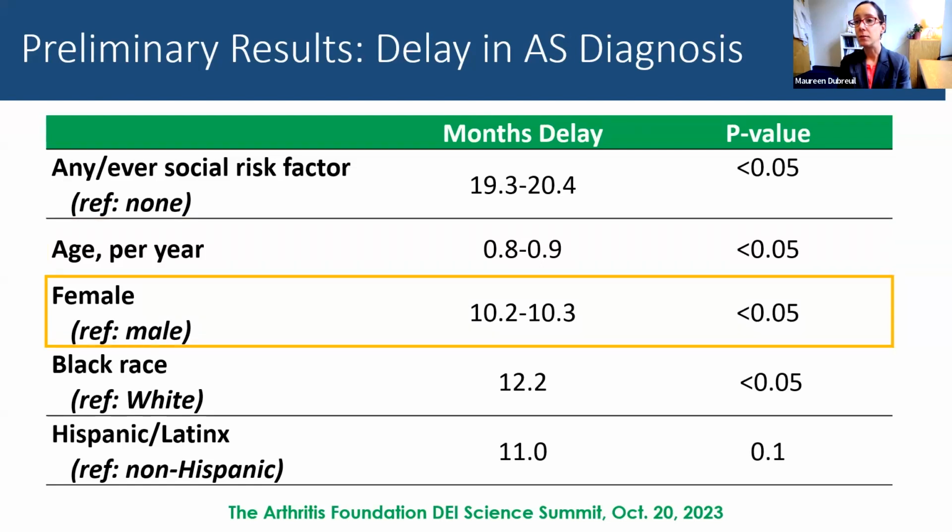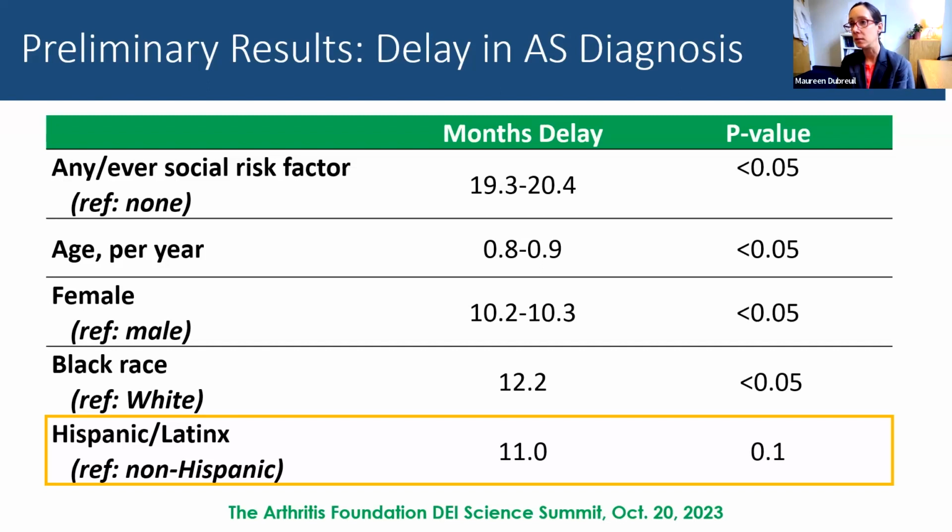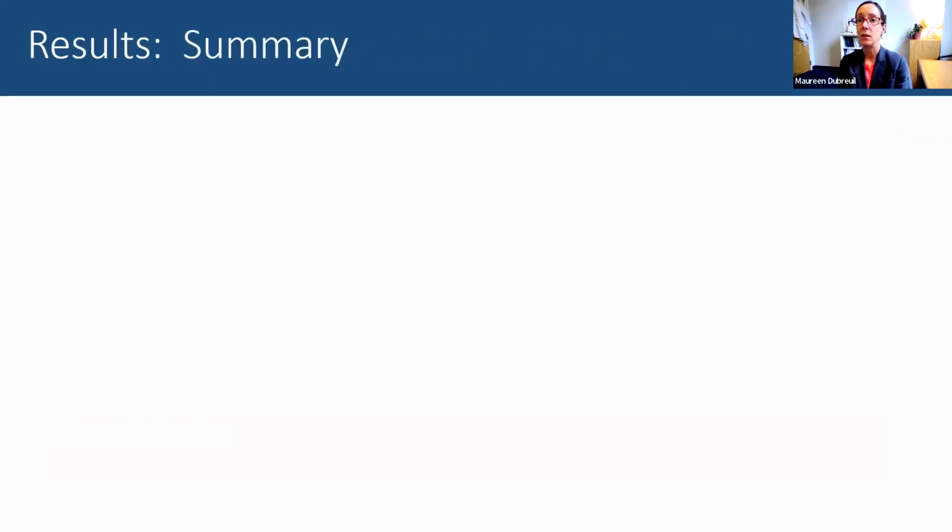Females' diagnosis was delayed by 10 months. Black individuals' diagnosis was delayed by a year. And lastly, Hispanic or Latinx individuals' diagnosis was delayed by 11 months. And this last one did not achieve statistical significance.